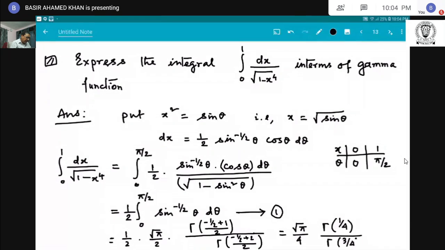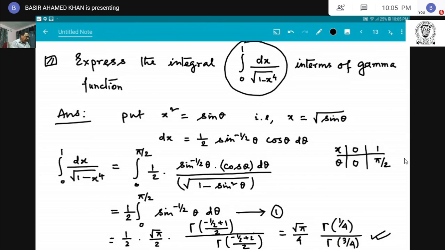This is the gamma function form of the integral from 0 to 1 of dx over root of 1 minus x to the power 4. This is the required result.